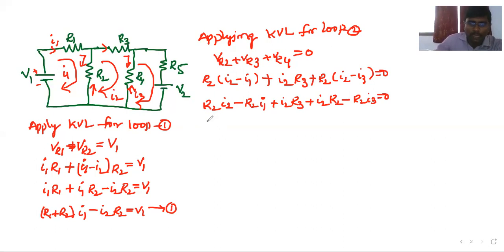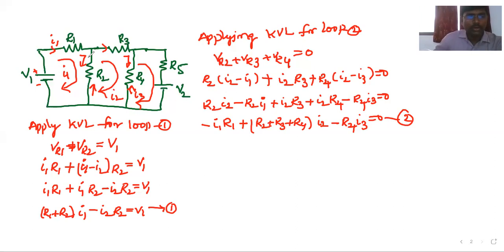So therefore, minus R1 into I1 plus (R2 plus R3 plus R4) into I2 minus R4 into I3 is equal to 0. Okay, you call this equation 2.